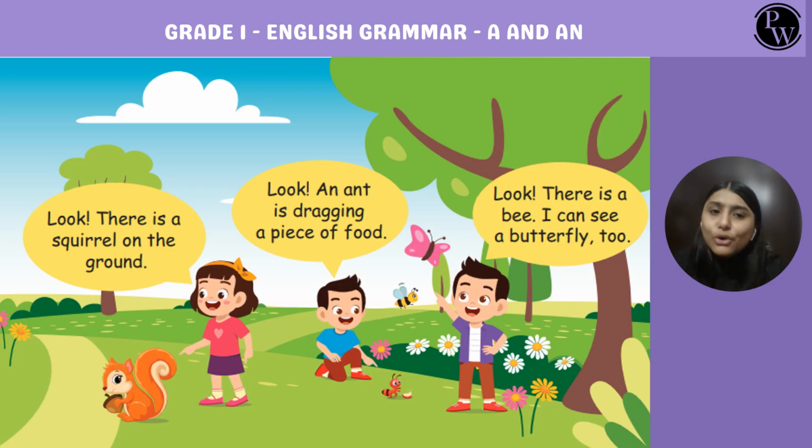We'll start with a conversation between three friends playing in a garden. Okay? Look, there's a squirrel on the ground. Look, an ant is dragging a piece of food. Look, there is a bee. I can see a butterfly too.